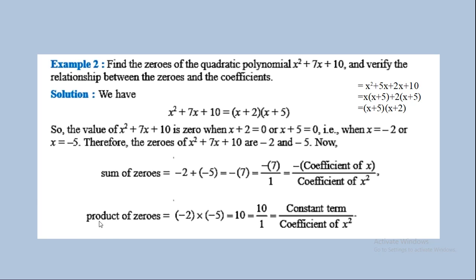Next is the product of the zeros. Here we have minus 2 into minus 5 equal to 10, and this can be written as 10 by 1. And this 10 is the constant term and 1 is the coefficient of x square. Thus we have verified the relationship between the zeros and the coefficients of this polynomial.